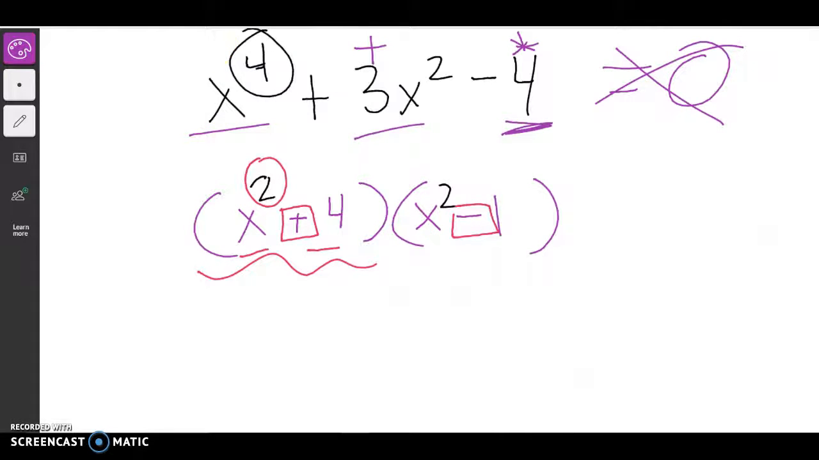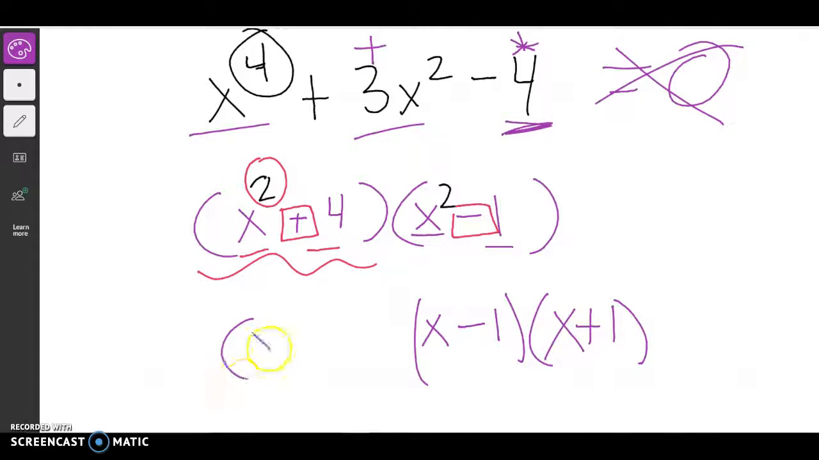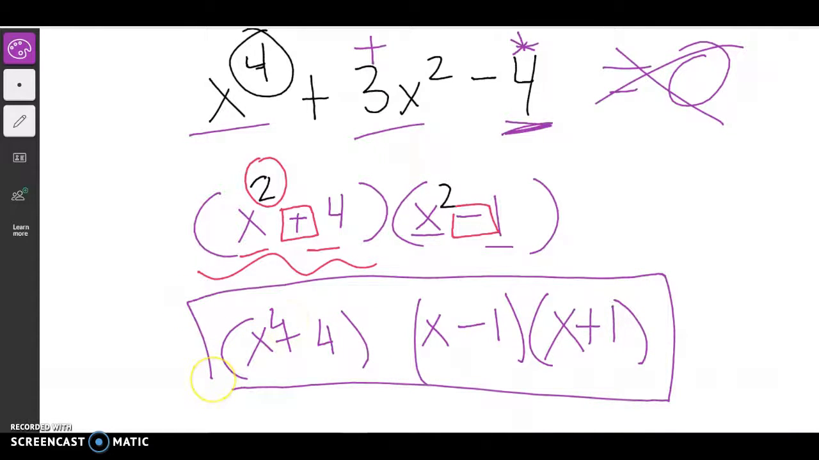The other thing you check is if you can square root x, which we can. That'll give me x. Can we square root 1? Yes, that gives me 1. So this will factor down into this. This thing, because it has a plus, will stay. That thing is now factored.